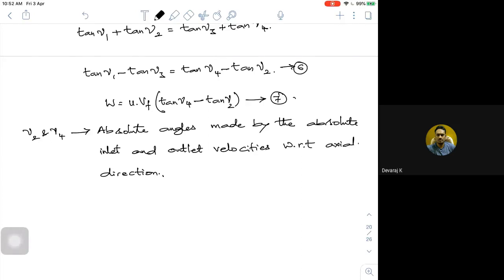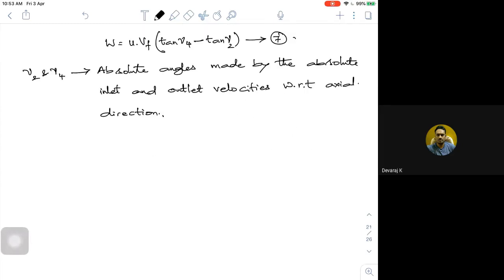So these are the two special cases which I told we'll be looking into. And we can get a similar thing for degree of reaction also. So you can take that as homework.